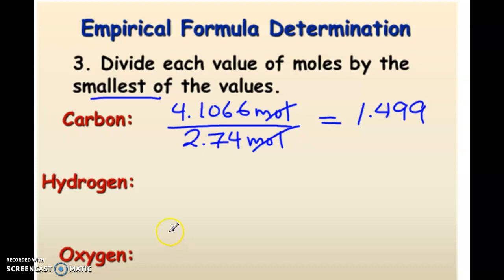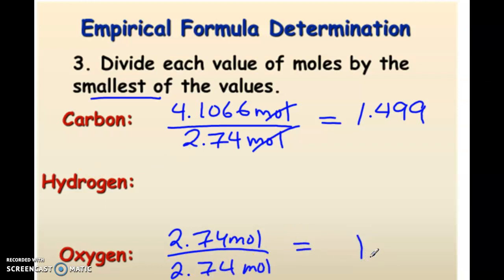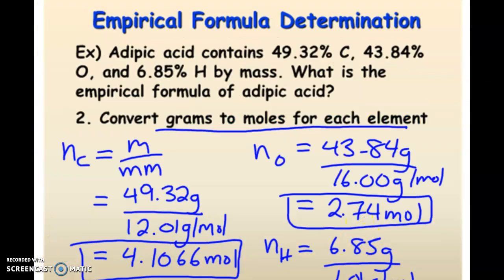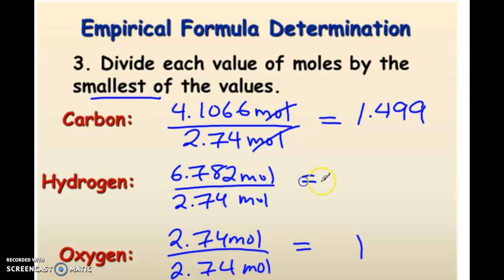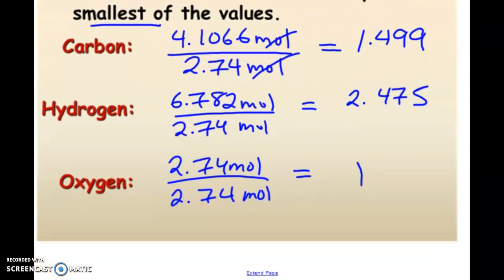So oxygen, why don't we do this because I remember this number and it's divided by itself, which is nice and easy, which is going to be 1, right? And then hydrogen is 6.782 divided by 2.74 moles. So we got 6.782 divided by 2.74. So this is 2.475. Okay. So what these numbers represent right here are essentially the subscripts.